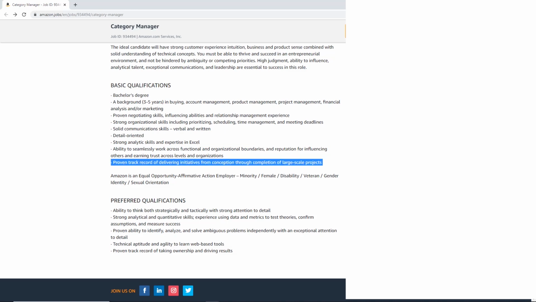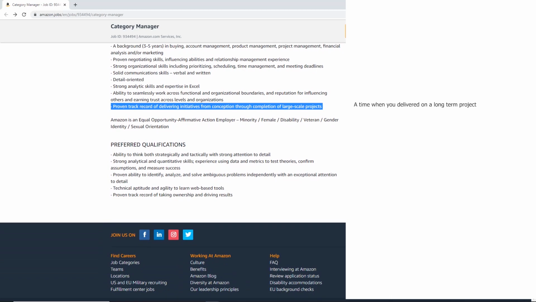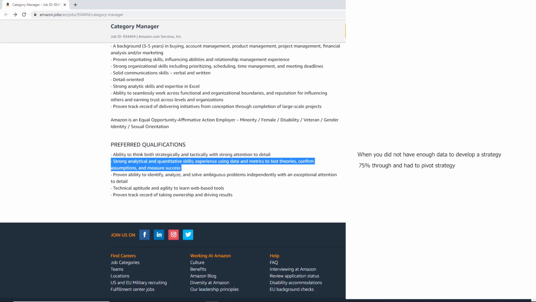Proven track record of delivering initiatives from conception through completion of large-scale projects. A time when you delivered on a long-term project, and this is on the leadership principle Are Right, A Lot. Ability to think strategically and tactically with a strong attention to detail. Tell me about the time when you did not have enough data to develop a strategy. Or tell me about the time when you were 75% through a project and had to pivot strategy. This is on the leadership principle of Deliver Results.